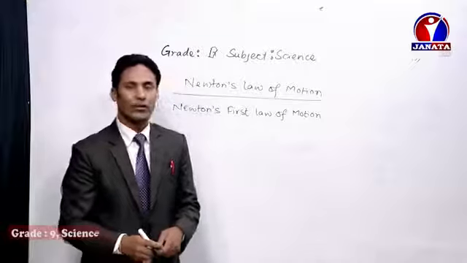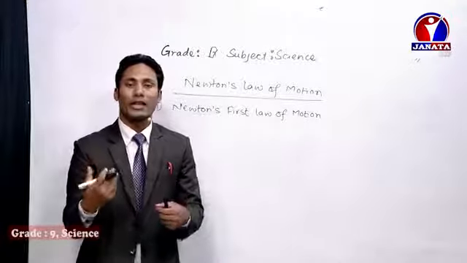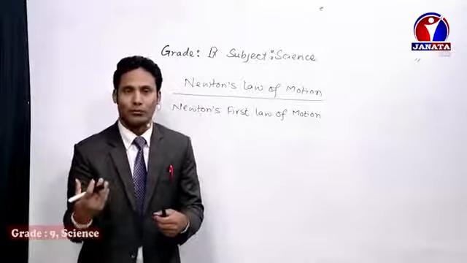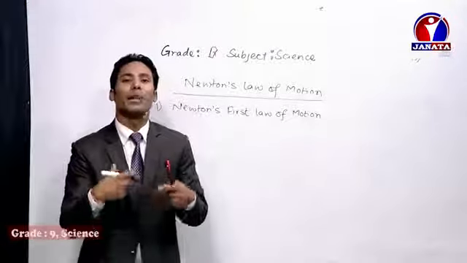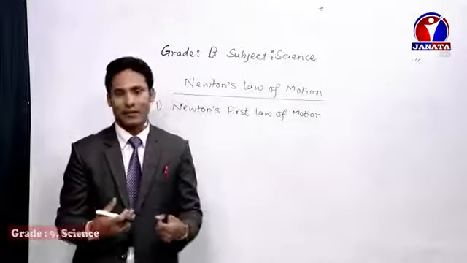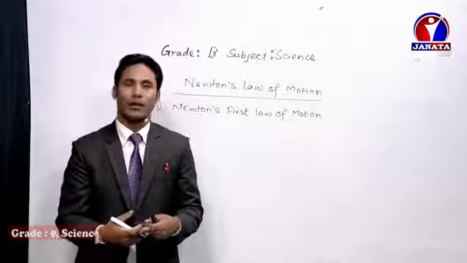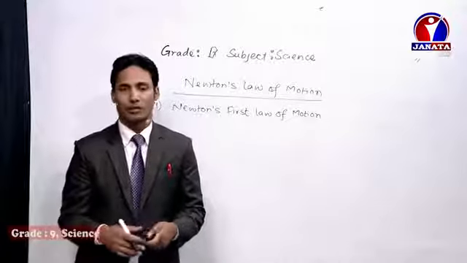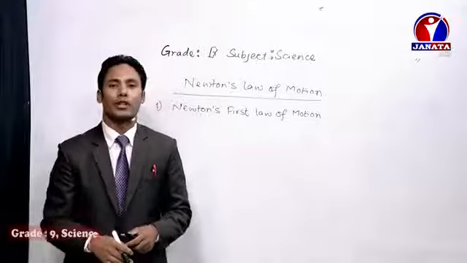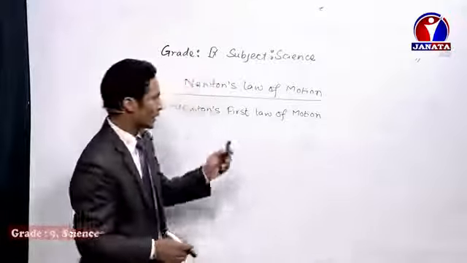An example of Newton's first law of motion: whenever we switch off the electric fan that is in the motion state, it tries to remain in motion, and due to the frictional force it comes to rest. Similarly, when we run, we cannot suddenly come to the rest position. That is also related to Newton's first law of motion. So I think the concept is clear.